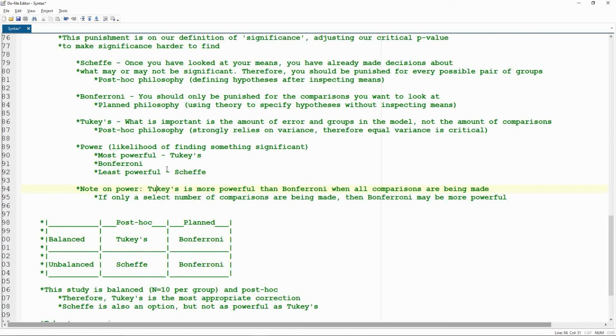So it's just a technicality that this ranking of power only applies if all contrasts are being considered. If you're only comparing some of the contrasts, then Bonferroni is probably more powerful than Tukey's. Generally speaking, if you're only looking at a select number of comparisons anyway, you're probably in the realm of a planned design, and Bonferroni is the way to go.